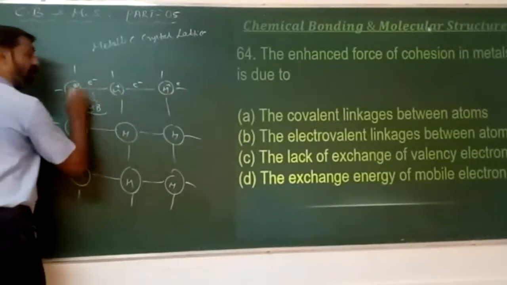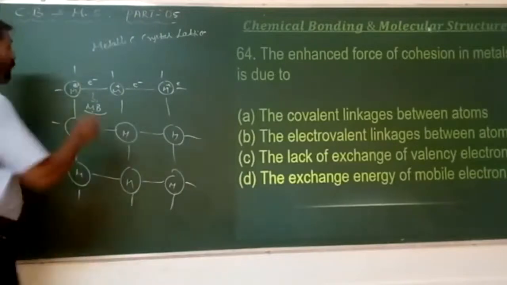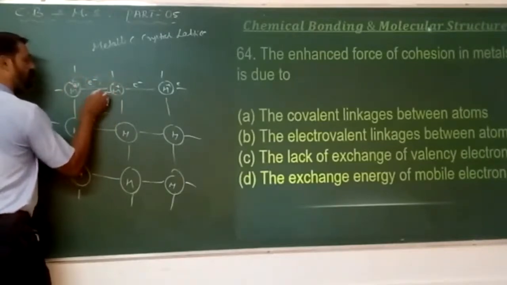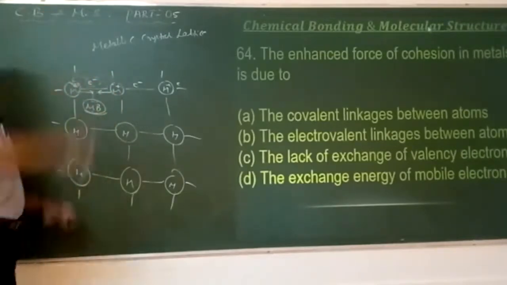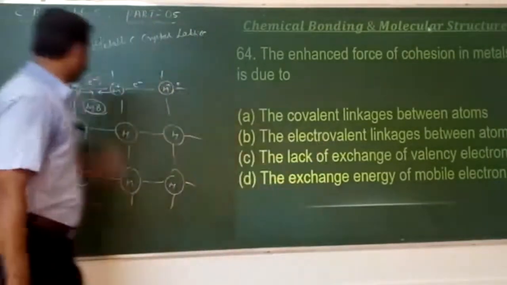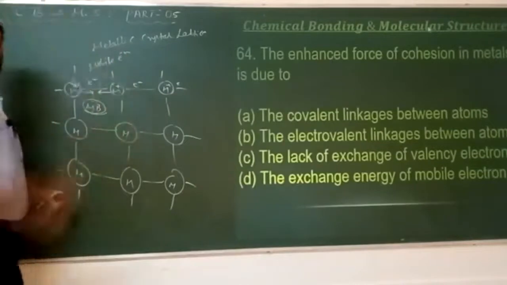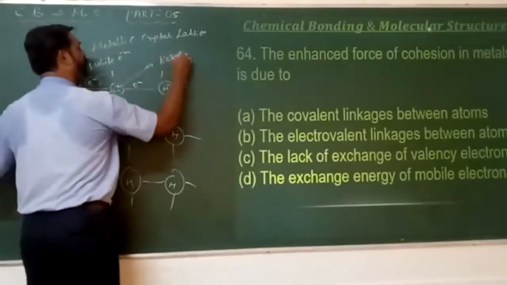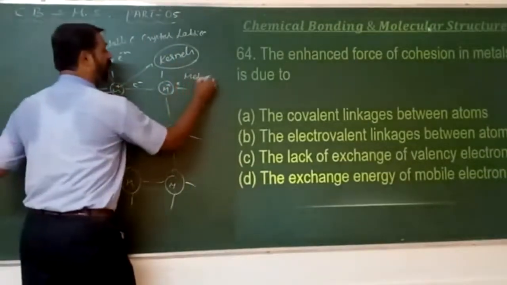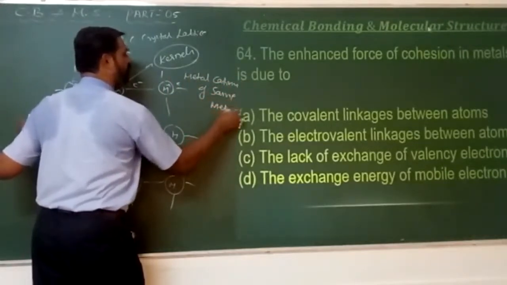So here, M plus and M plus first have repulsion. But due to the cohesive force that exists, the electron cloud is attracted not only to this but also towards this, such that these atoms come in contact with each other, and that results in the metallic bond. It is just the exchange energy of the moving electrons. Moving electrons are called mobile electrons. And these particles are called kernels. What are kernels here? They are the metal cations of the same metal, called kernels.